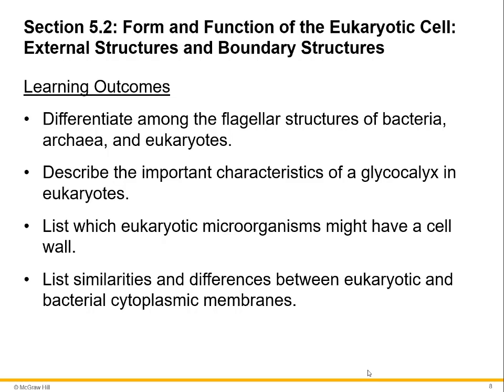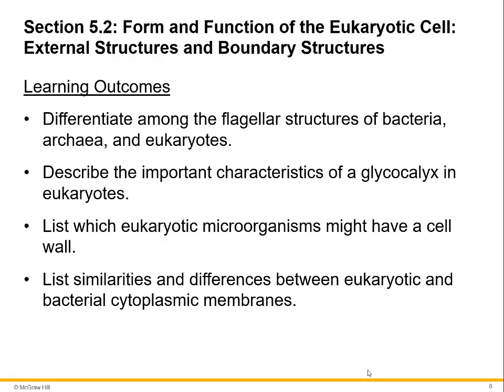So in section 2, we're going to look at the form and function of the eukaryotic cell. So we're looking at the external structures and boundary structures. So we're starting from the outside and going in. And so we're going to be looking at the flagellar structures of bacteria, archaea, and eukaryotes and be able to differentiate between those. Probably won't be able to do that until we actually talk about the bacteria and archaea. So that will come back later.